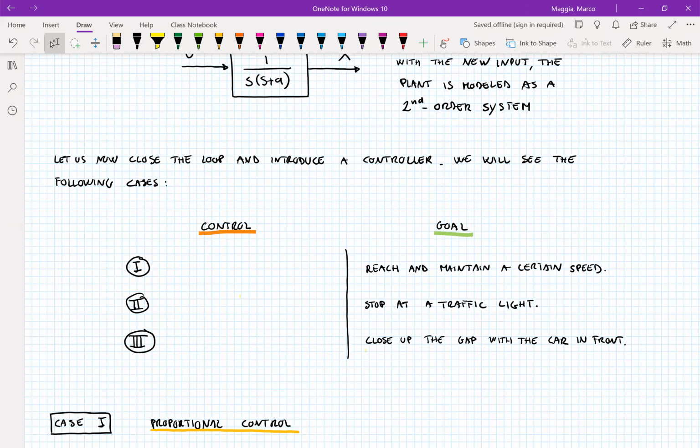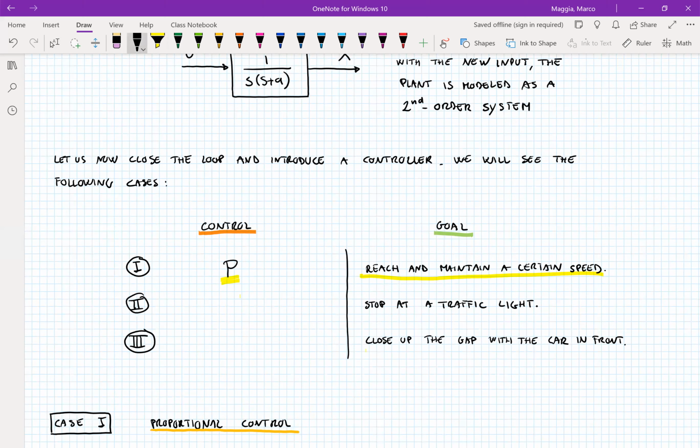Okay, now we're ready to introduce a controller, but which controller are we going to use? Well, it depends on our goal. So we're going to see 3 cases. I'm going to explain the first 2, and if we have time, the third one. Otherwise, I'm just going to leave it to you. But we're going to see an example of just a simple proportional controller, so proportional to the error. And our goal will be to reach and maintain a certain speed with our car. So we'll see that that can be done just using a proportional controller. We don't need to complicate things any further by using a PD or PI or PID controller.